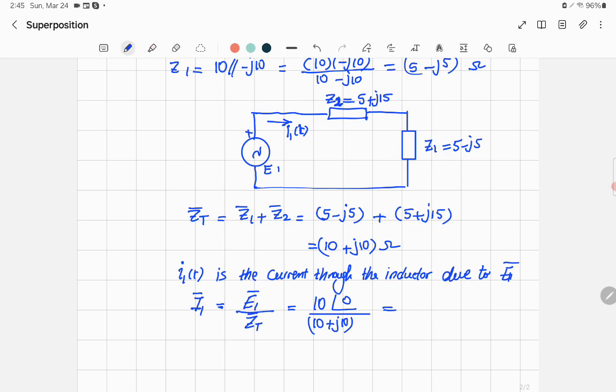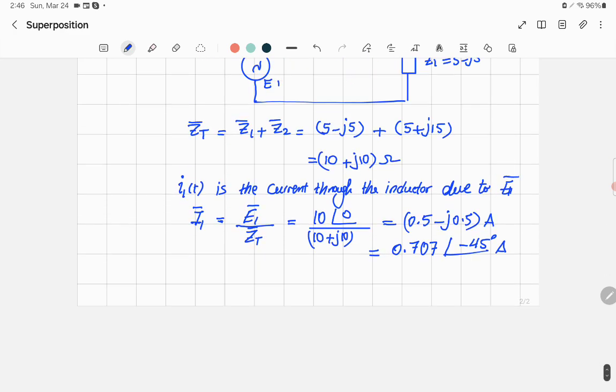I got it in Cartesian form, which was 0.5 minus j0.5, and then I converted to polar, because as I said previously, it's better to express the current in polar form, and you have to in this one. I'm going to tell you why. It is 0.707 on angle negative 45 degrees. You should convert this to the time domain. That's the phasor.